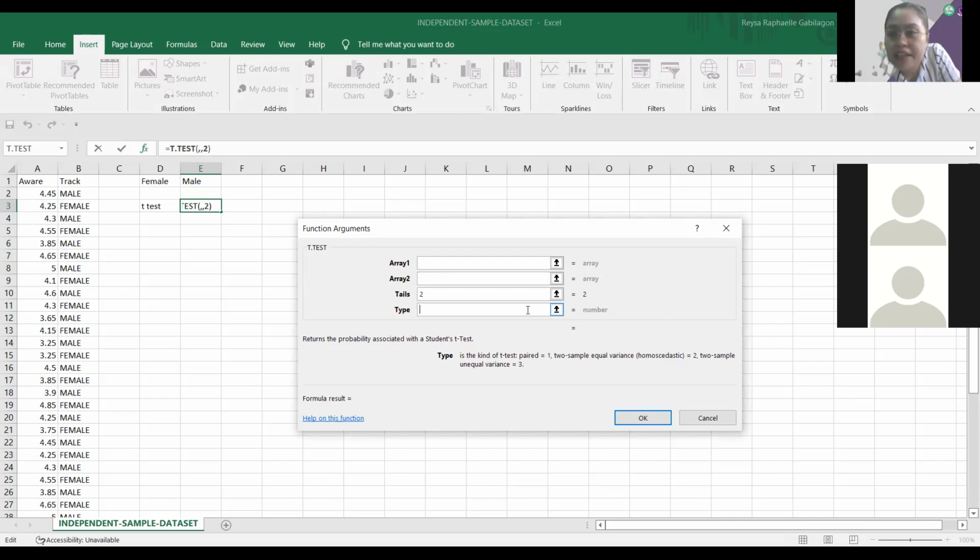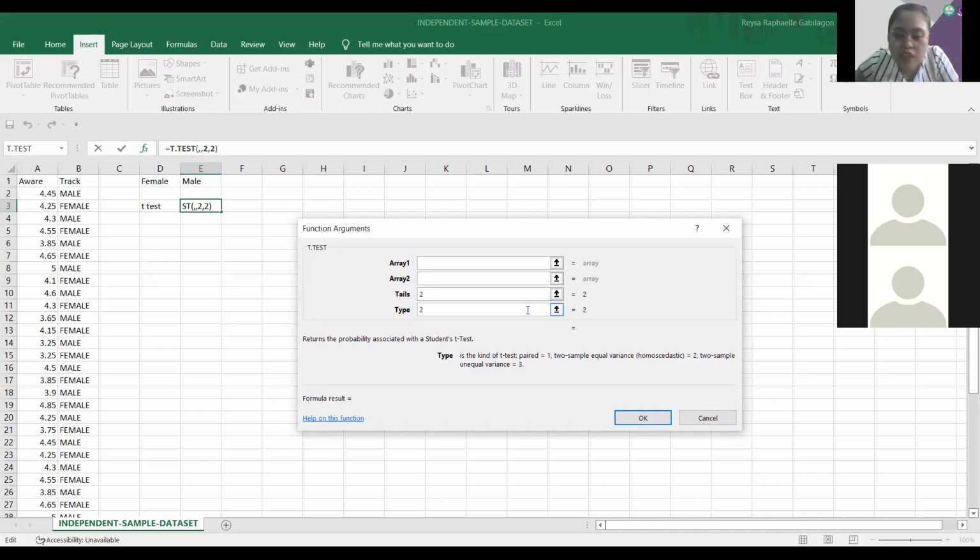And then, for the type, you are going to select whether it is a paired t-test. One is for the paired t-test. Later, or if we still have time, I'll also give a review of what paired t-test is. And then you have to state 2 if you have independent sample t-test pero equal ang variance. Okay? And then you will be typing 3 here if you have, again, independent sample t-test pero unequal ang variance. So in this type of data, I'll be choosing 2 here.